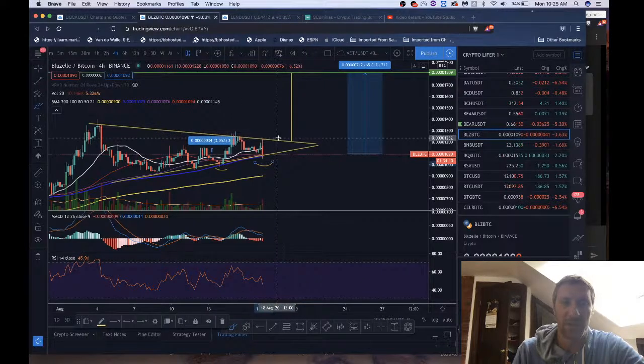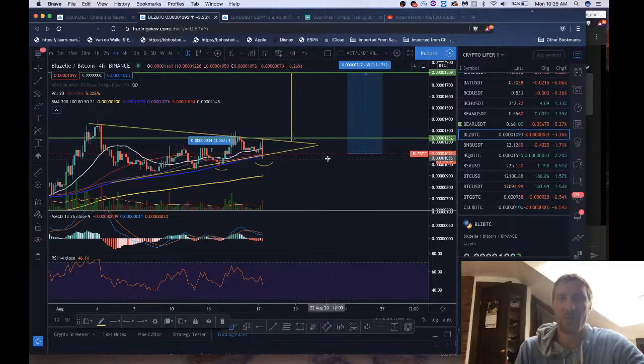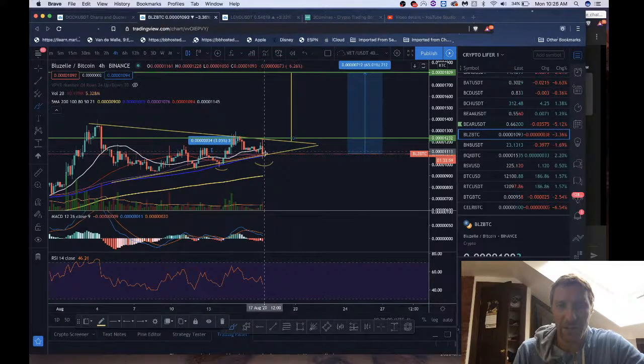So basically, this is where you would buy the breakout. And the reason is it would break this previous resistance as well as the triangle. So you would get two things going for you, and that's why you'd want to enter it here. The fact that we got brought back down to the bottom of the trend line is a good sign. I could see it basically coming back up.